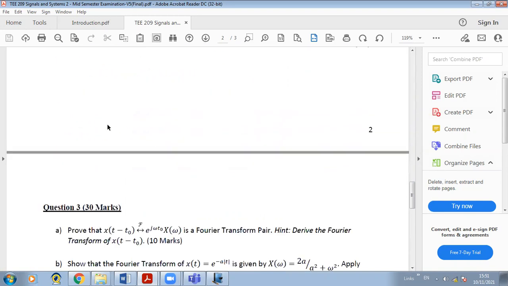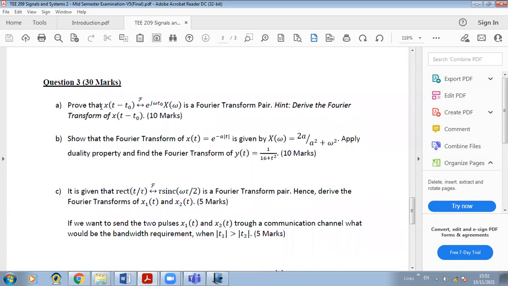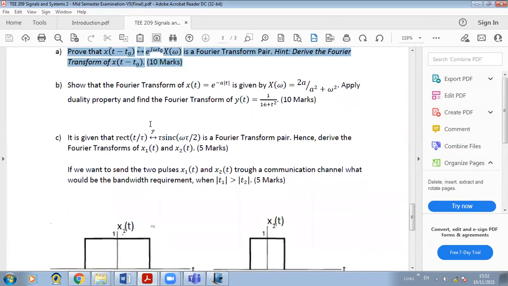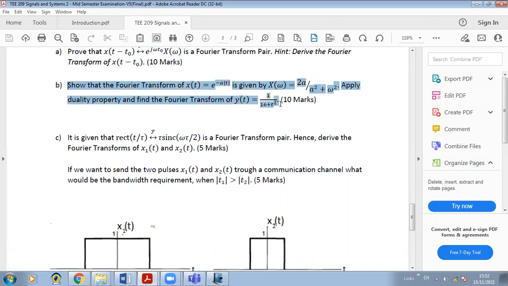You can see that question 3 I'm not going to do here because we have already done this. This is the time shifting property. I think you can remember that. We have proved the time shifting property in one of our tutorial sessions, and I think this one also we have done in our class.